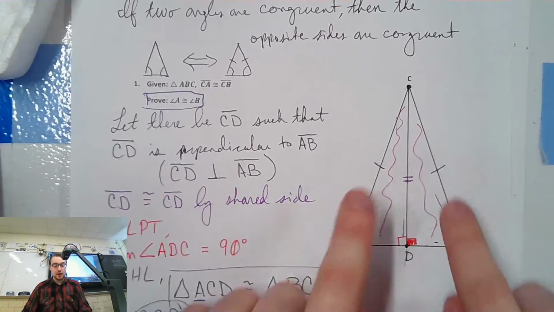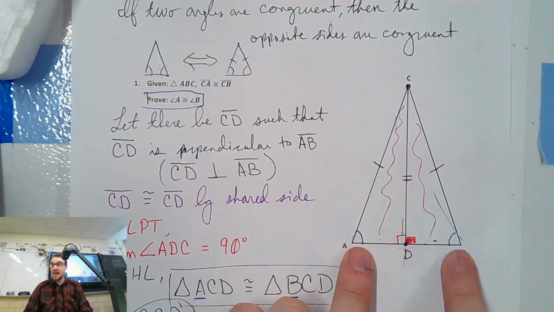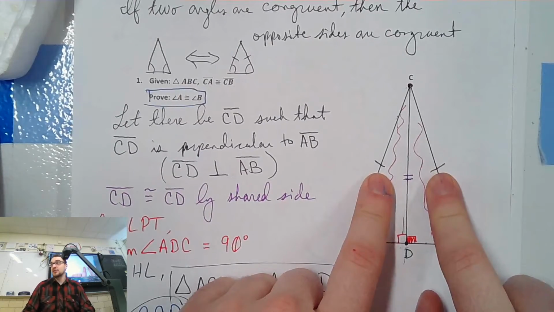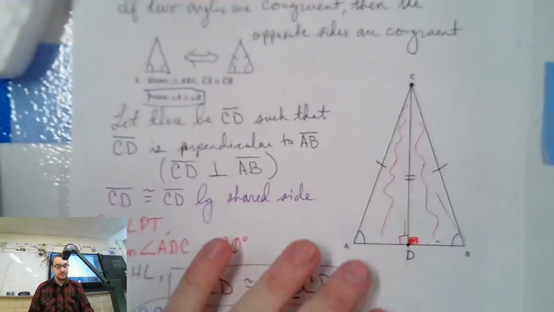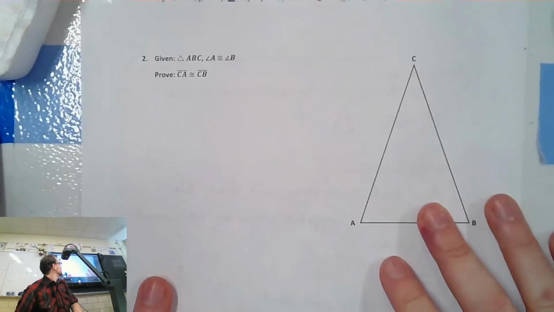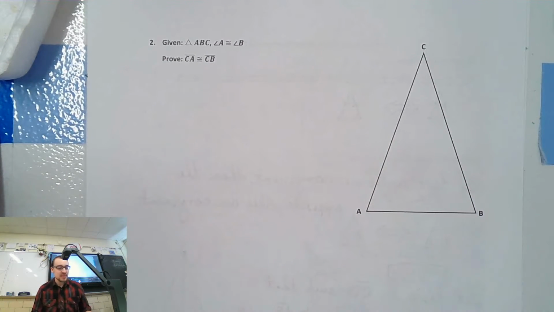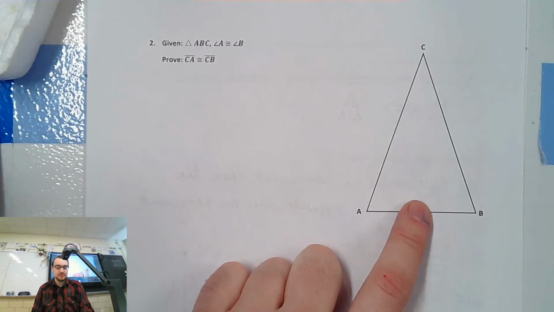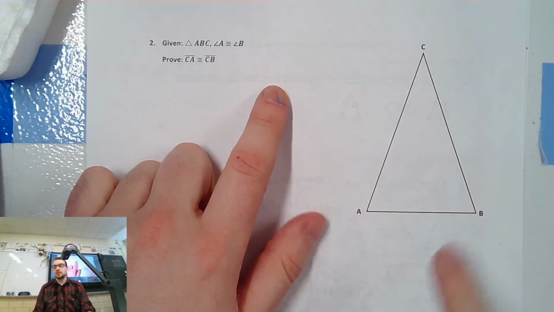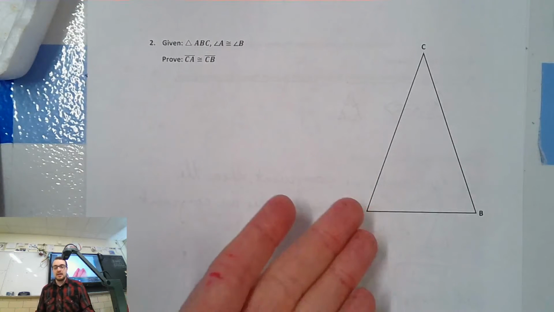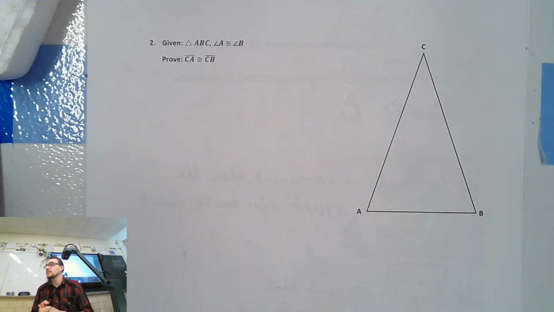Instead of starting with sides equal and getting the angles, we're going to start with angles and get the sides. We're going to prove it goes both ways. Turn the page. So we're given a triangle, and it doesn't matter what triangle shape they give you. It's a generic triangle.